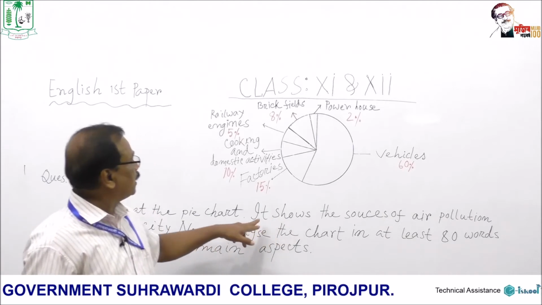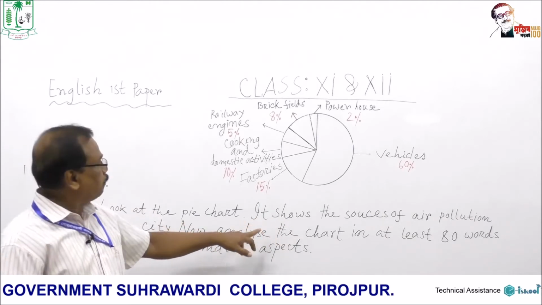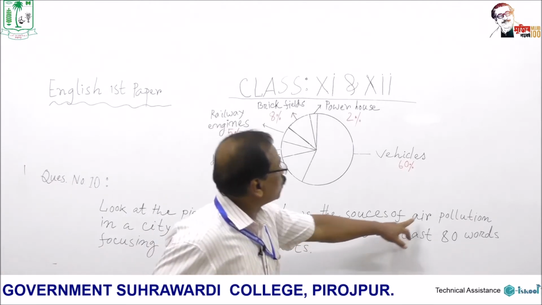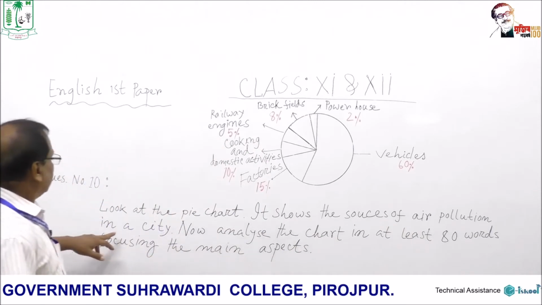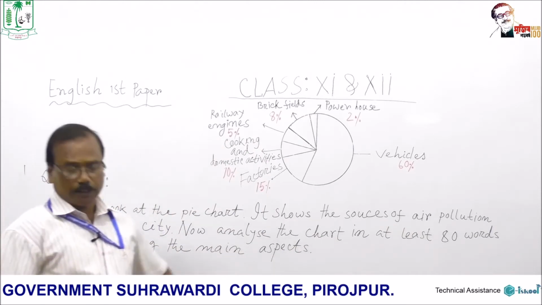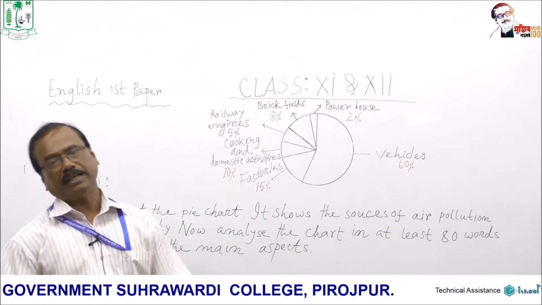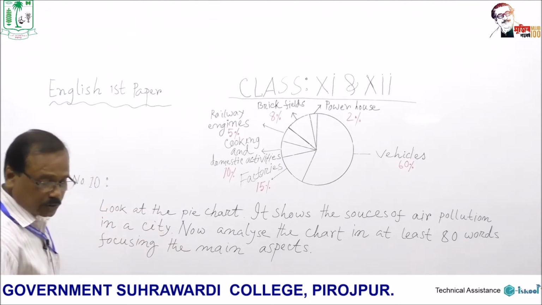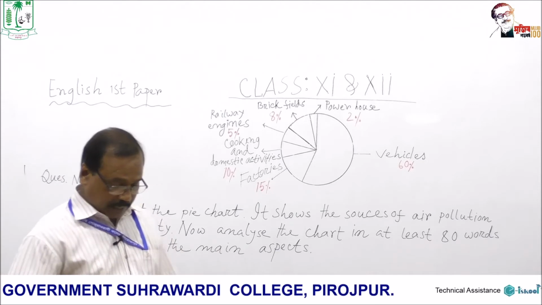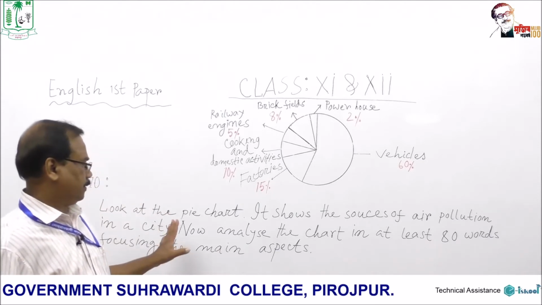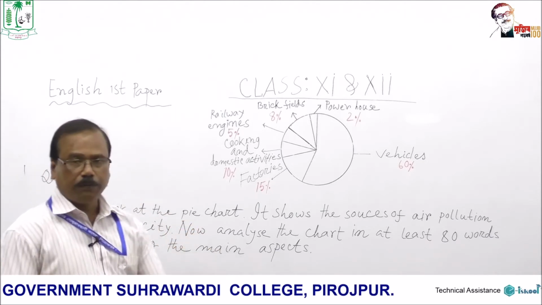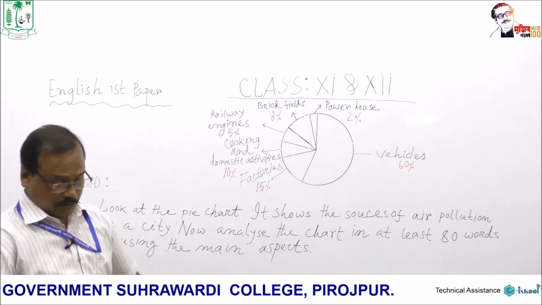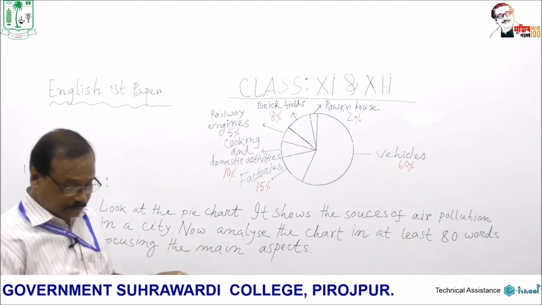It shows, that is the pie chart. Pie chart shows the sources of air pollution in a city. This will be the first sentence of your answer. The pie chart shows the sources of air pollution in a city. This will be your first sentence of the answer.